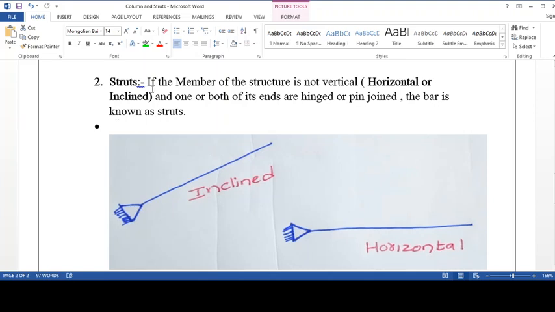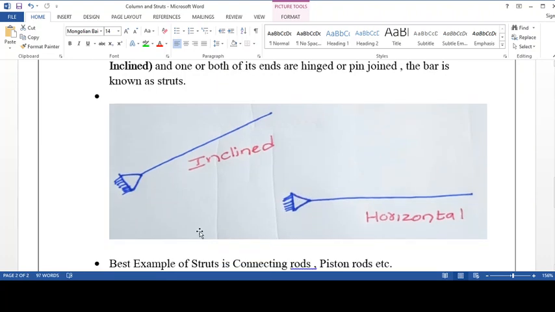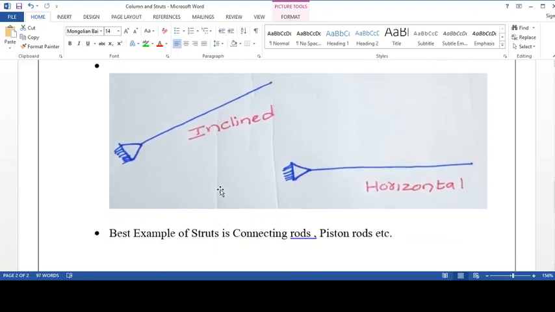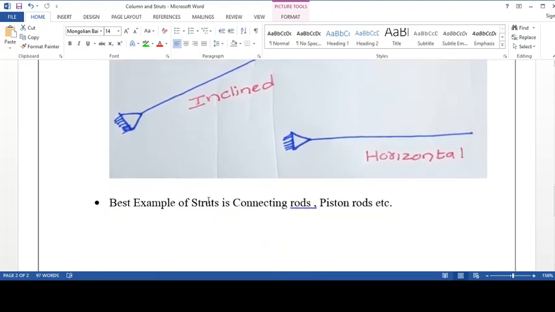You see one more time, if the member of the structure is not vertical, meaning horizontal or inclined, and one or both of its ends are hinged or pin jointed, the bar is known as strut. The best example of strut is the connecting rod and piston rod.